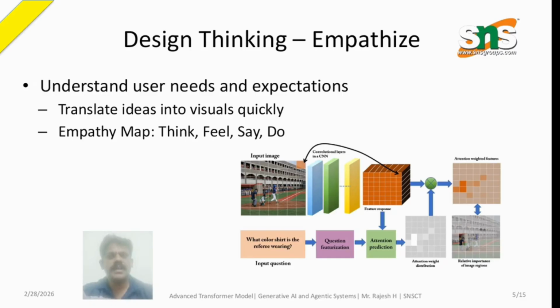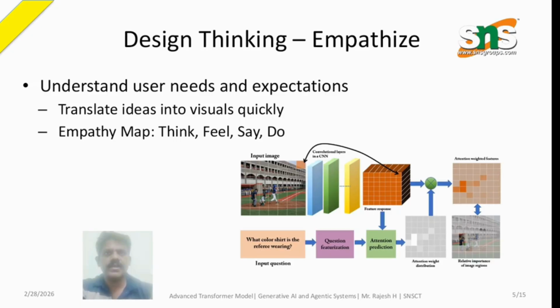So let us understand user needs and expectations through the empathy process, where we translate ideas into visuals quickly. For that we have a method, empathy mapping: thinking, feeling, saying and doing. Here the input image shows a building with 3 people, and the question is what color shirt the referee is wearing. It could be a football game or some other game. So here is the input question.